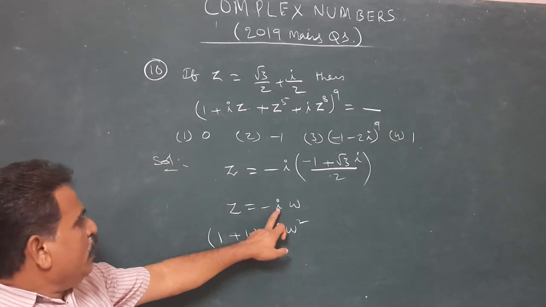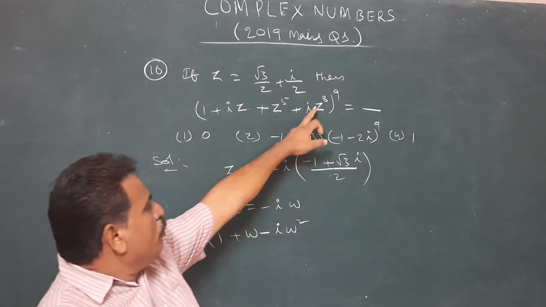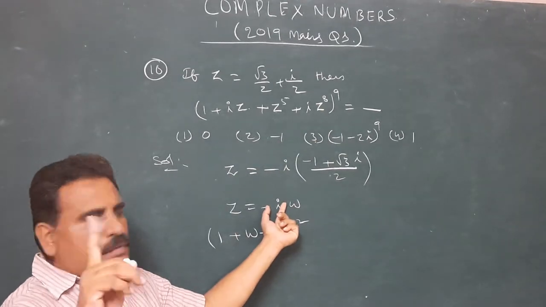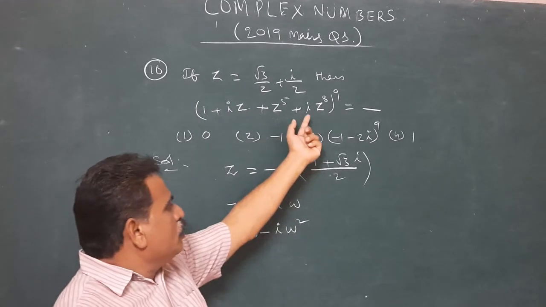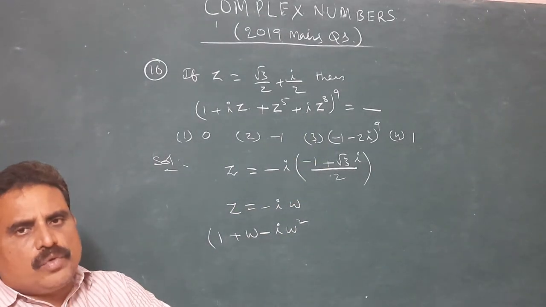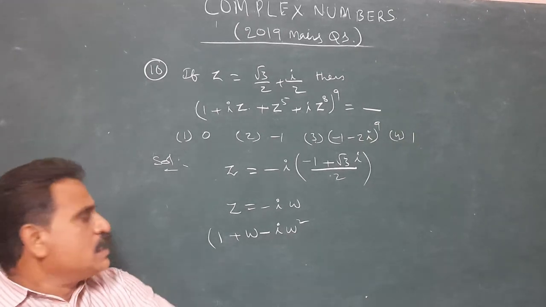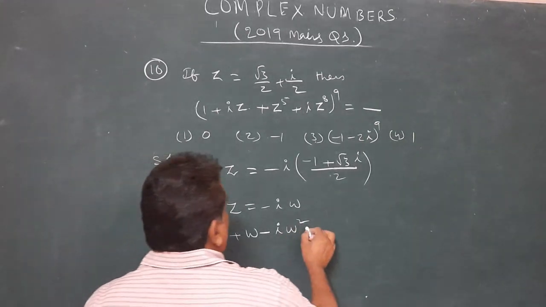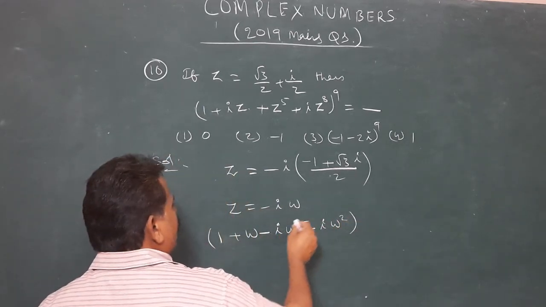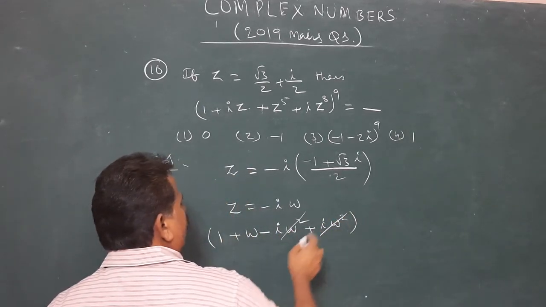Next, minus i ω whole power 8. Minus i whole power 8 is 1. ω^8 is ω^6 into ω², and ω^6 is 1. So ω². So that becomes plus i ω². Minus i ω² plus i ω² cancel.